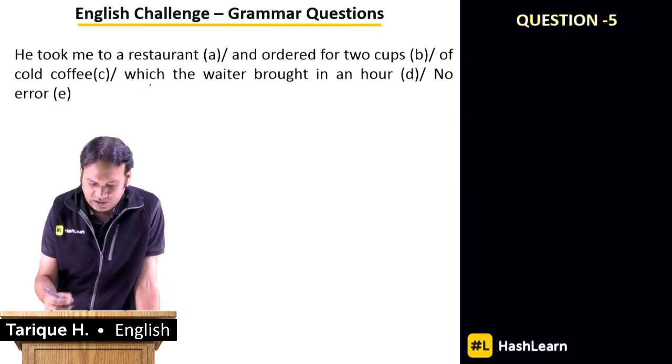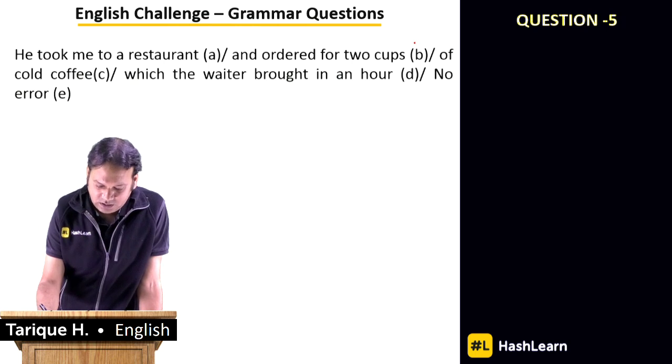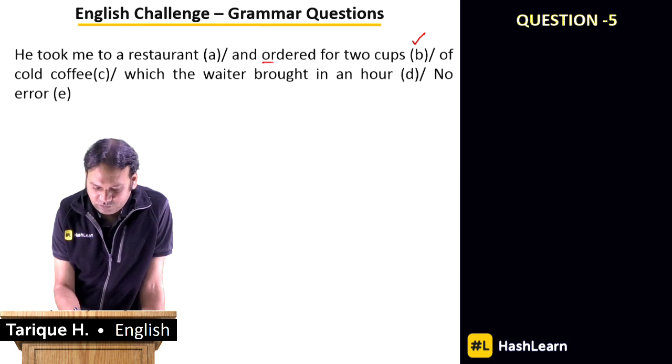Now please note the right answer. The right answer is B. B is the one which is wrong. And the mistake here is ordered for. It should not be ordered for. It should simply be ordered 2 cups of coffee. This word for is not required. Now for is a preposition.